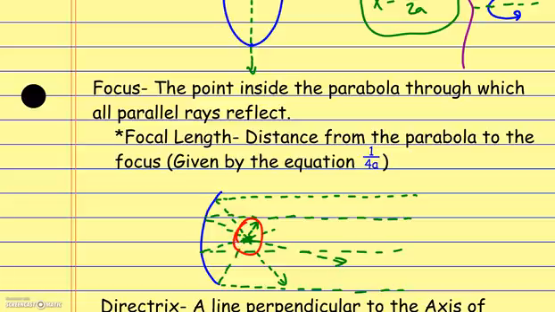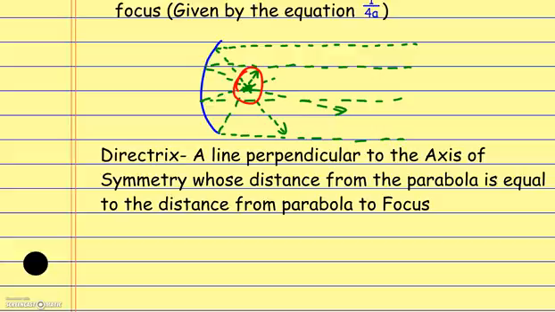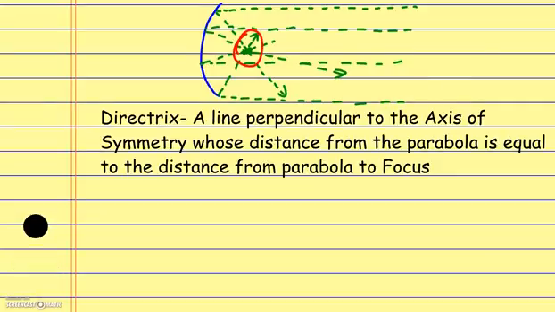The other thing we have, and this really isn't that useful, but we'll talk about it anyway, is the directrix, and this is a line that's perpendicular to the axis of symmetry, whose distance from the parabola is equal to the distance from the parabola to the focus. In other words, if I have a parabolic curve here, and I've got a focal point that's right here, the directrix would be over here.